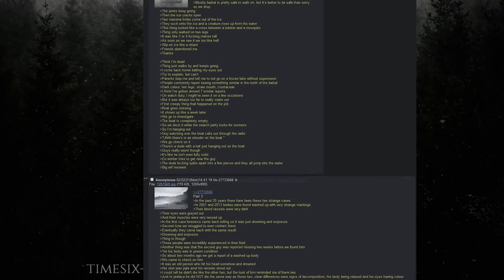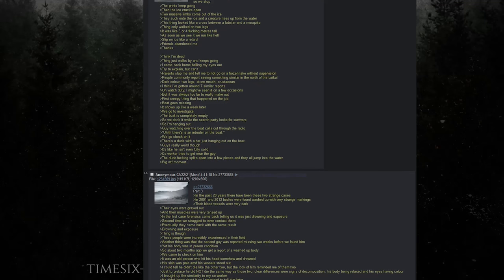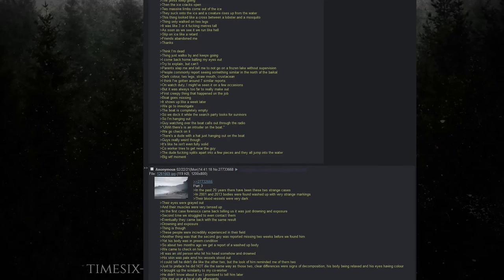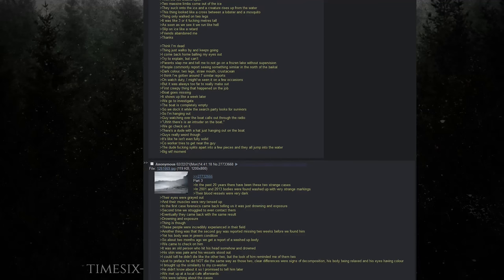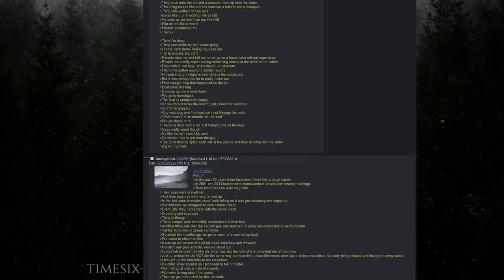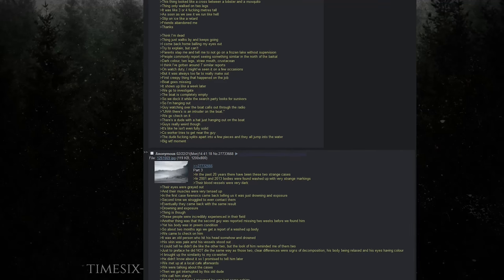People commonly report seeing something similar in the north of the Baikal. Dark color, two legs, straw mouth. Crustacean. I think I've gotten around 7 similar reports. On watch duty, I might have seen it on a few occasions, but it was always too far to really make out. First creepy thing that happened on the job.